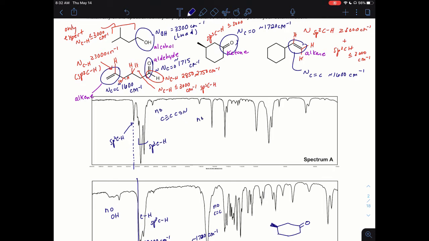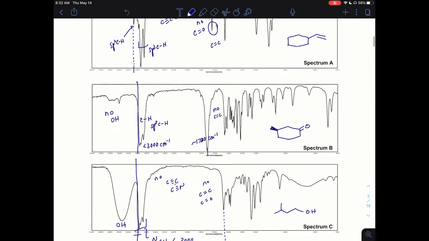There are no double bonds. Well, is there a double bond? What's this? Yeah, that is a double bond. There's no carbonyl though, so there's nothing between 1800 and 1700, so there's no carbonyl, but there is a CC double bond stretch. That suggests that this spectrum corresponds to this alkene. All right, we've assigned spectrums A, B, and C now.